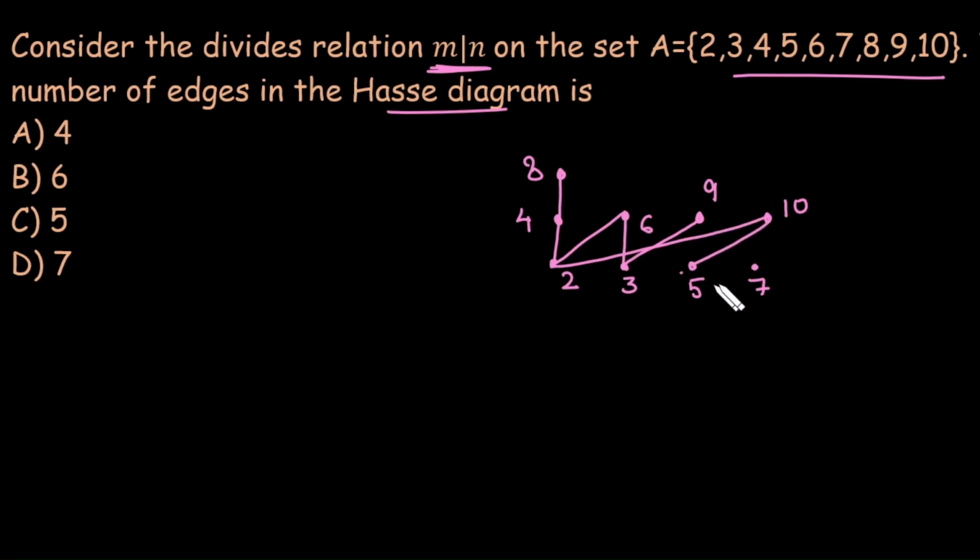So this is the final hash diagram in this case. We need to count the number of edges. So the total number of edges in this case is first edge, second, third, fourth, fifth, sixth, seventh. So there are 7 edges in the hash diagram.